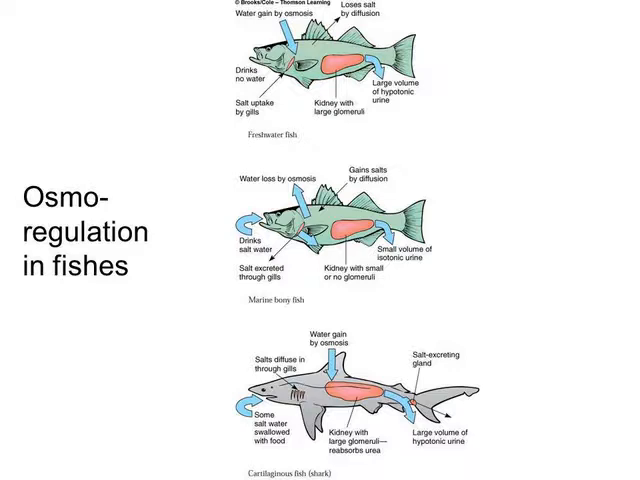Sharks, on the other hand, the salt will diffuse through their gills. They will take in some water when they eat their food, but they don't actively drink like the other fish do. They gain water primarily through osmosis, so they have to pee a lot to get rid of the excess water that they're bringing in.